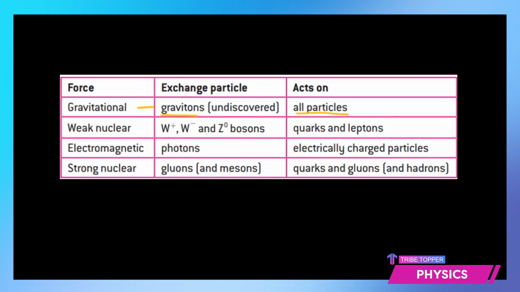If we talk of weak nuclear forces, they act only on the quarks and leptons which exist inside the nucleons, and for them the exchange particles are the W plus boson, W minus boson and Z0 boson. Then we have electromagnetic forces, which act on electrically charged particles, and their exchange particles are the photons. And for strong nuclear forces, which act on quarks and gluons, or quarks and hadrons, the exchange particles are gluons and mesons.